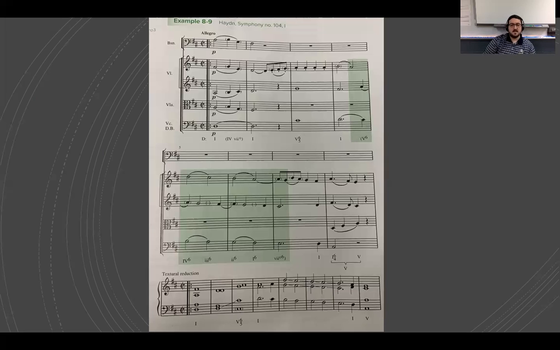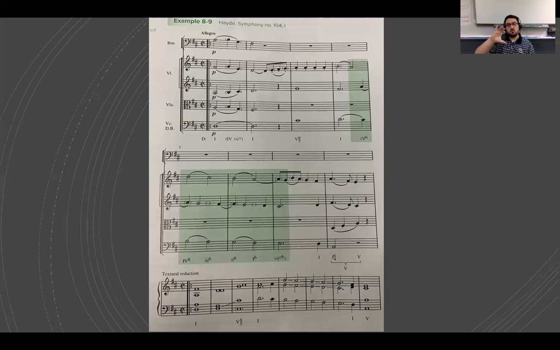If you look at this textural reduction down there at the bottom, do you notice anything strange? Something that maybe goes against what we've talked about before, part writing wise? I just played the alto and the soprano lines from the 1, 2, 3, 4, 5th measure, and continuing on from there. It's just a series of parallel fifths, and that is unacceptable, usually by our part writing rules.